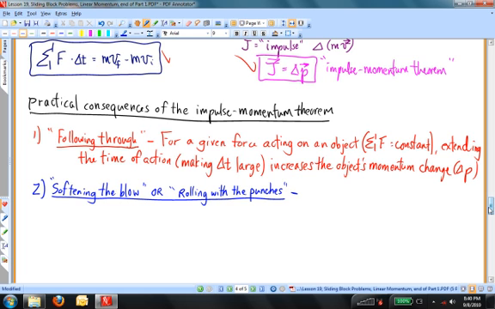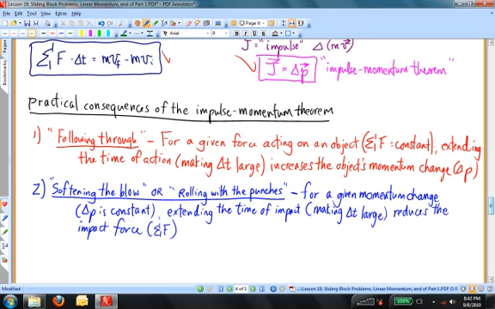When an airbag deploys, it softens the blow because of the amount of time over which the airbag extends the force that stops the person. That force is lessened as a result of that extended time. Here's what we mean by that.